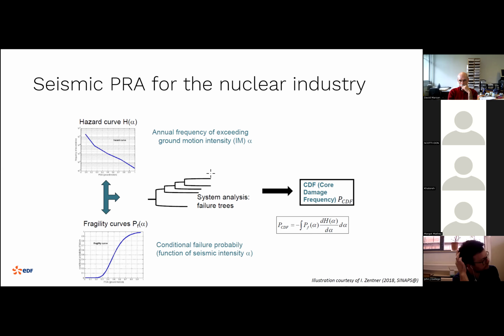And you have to prove that your plant, for example, is characterized by a probability of failure that is sufficiently low, typically 10 to the -6, 10 to the -7. So we have to prove that our facilities have a very, very low probability of failure using this framework.